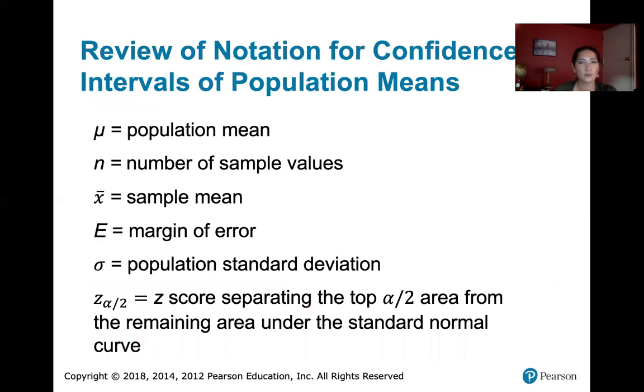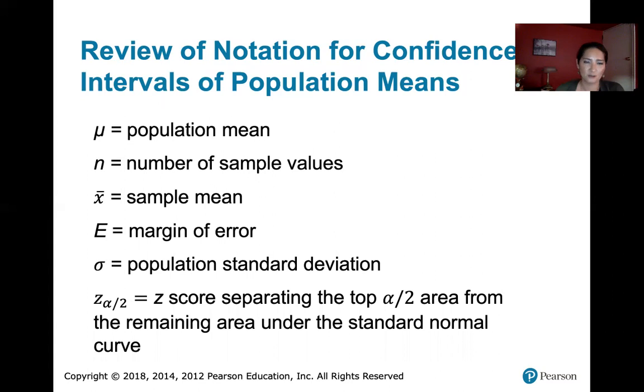So here's just a quick review of the notation for confidence intervals of population means. Mu represents the population mean that we're trying to estimate. N is the sample size, or the number of sample values. X bar is the sample mean. That's just the sum of the sample values divided by that sample size n. E is that desired margin of error. Sigma is the population standard deviation. Often it's unknown, but we're talking about the case when it's known here.